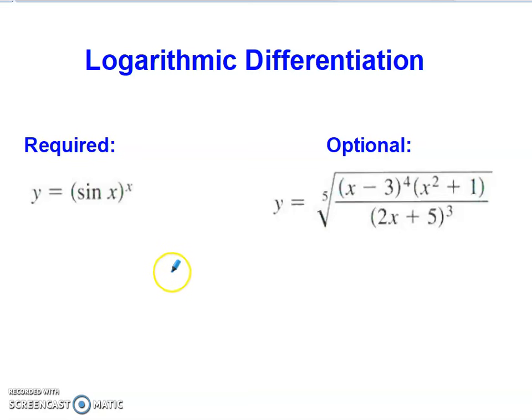So this video is going to be a little discussion on logarithmic differentiation. When you have to use it, when you can use it, and then obviously how you use it. So we'll talk about the process, we'll show how to use it for both of these examples.